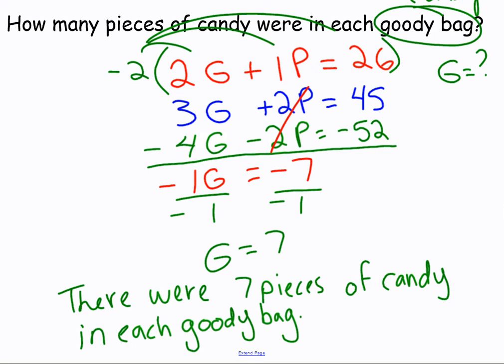And there we can see our answer. We multiply the top equation so that our goodie bags will remain and our pumpkin bowls will cancel. That ends up giving us negative 1g equals negative 7. Divide and conquer, you know g equals 7, which means there are 7 pieces of candy in each goodie bag.